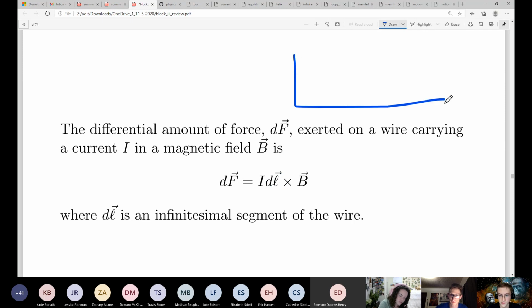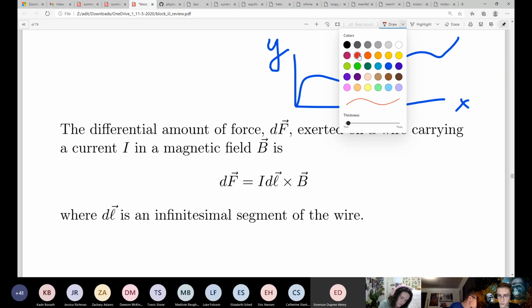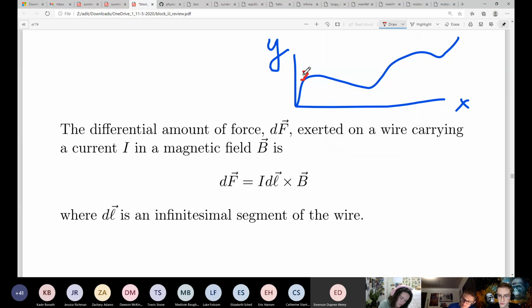So for instance, if I have the XY plane and my wire is kind of looking like that, then my dl vector is just going to point along the wire. So it maybe points like there and there and there and so on. Cool.